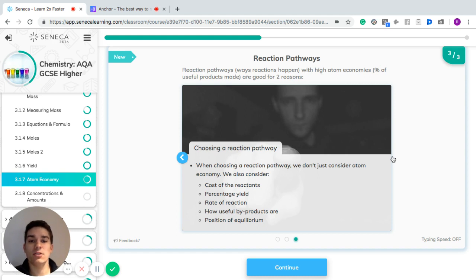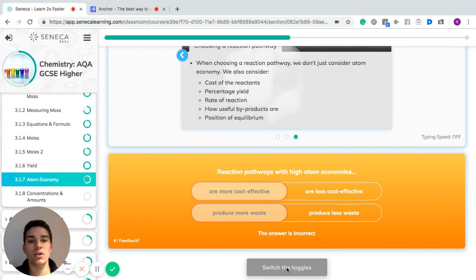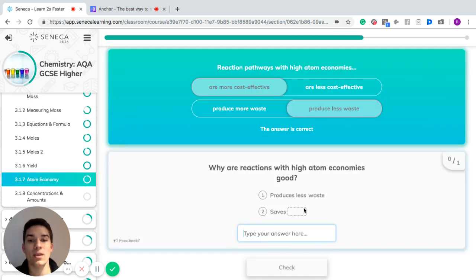And just to go back to how useful the byproducts are. If you think of a classic example that you might have in your home, it is Marmite. So Marmite is the byproduct of a process involving yeast. So that is a useful byproduct that can be used and sold on by companies. So reaction pathways with high atom economies are more cost effective and produce less waste. And why are reactions with high atom economies good? Well, they produce less waste and they save money.